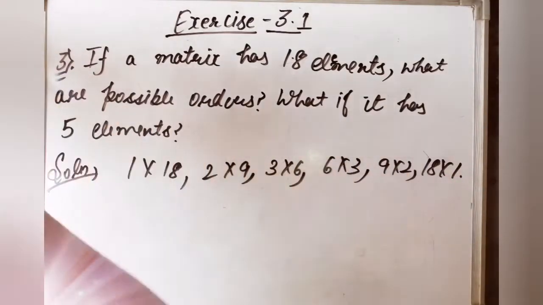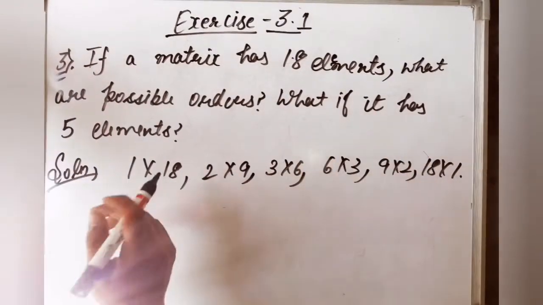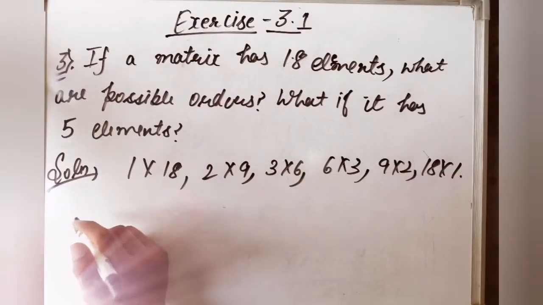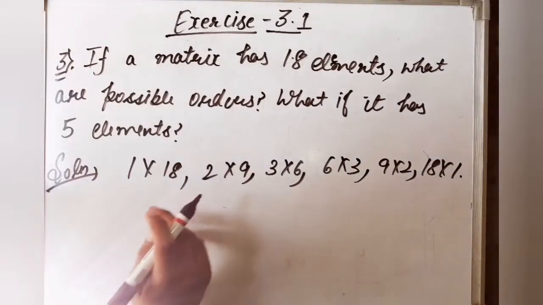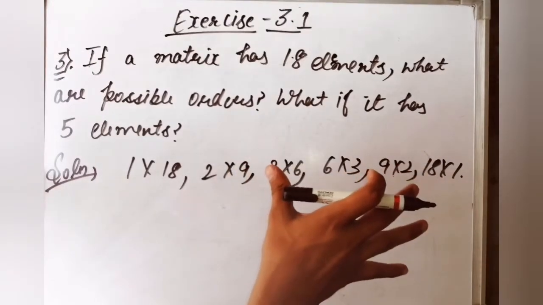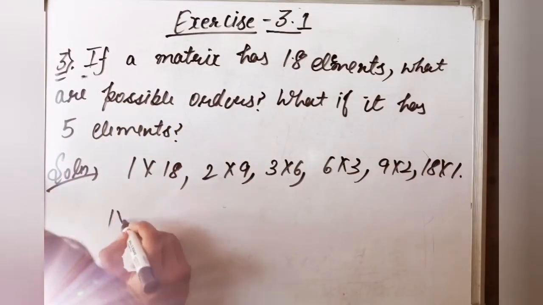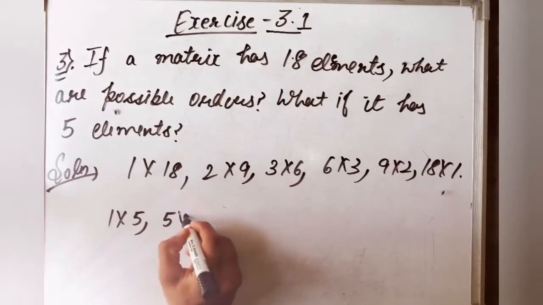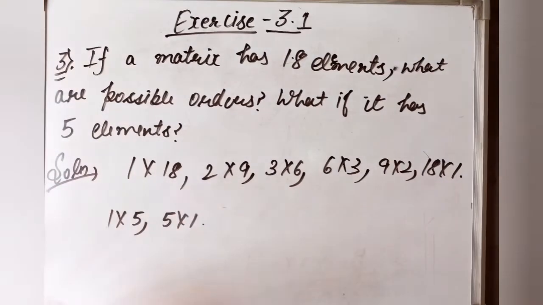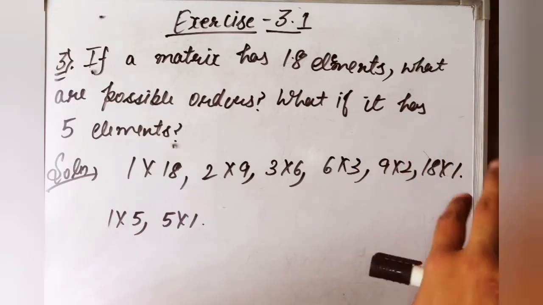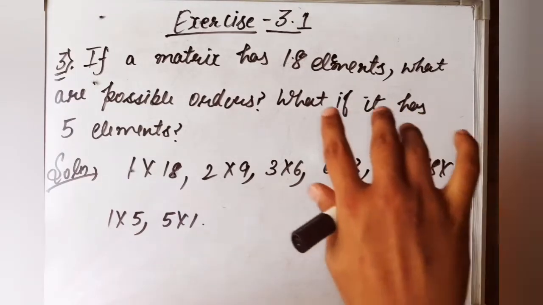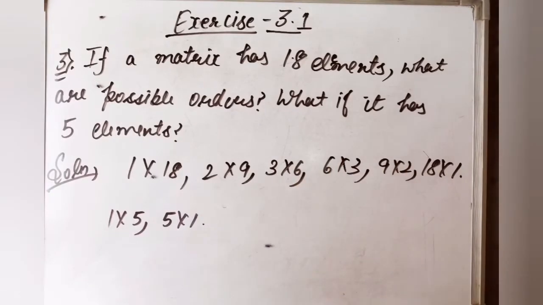And let's see the second part of this question. What if it has 5 elements? The possible orders if it has 5 elements are 1 cross 5 and 5 cross 1, because after doing the factorization of 5, we have only two numbers, 1 and 5. And apart from that we don't have anything. Now let's have a look at the fourth question, but before that pause the video to note it down.